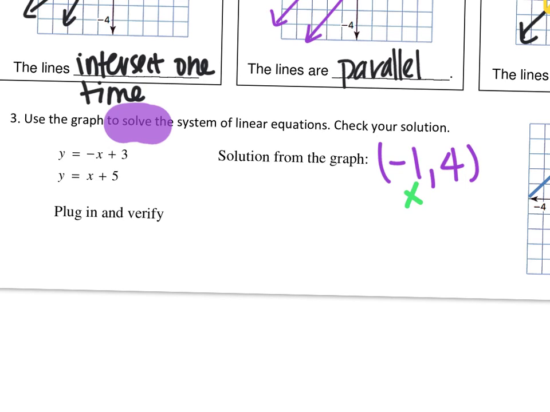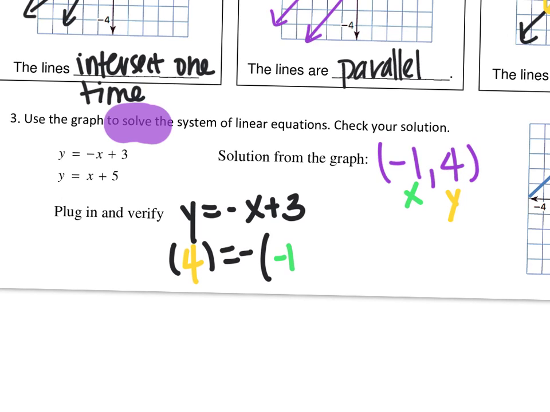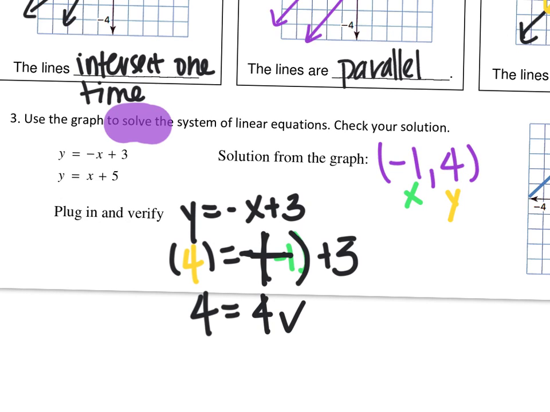Remember, I'm going to make -1 my x value and 4 my y value. I had two equations. First, y equals -x plus 3. So instead of y, I'm going to plug in 4, equals negative, instead of x, I'm going to plug in -1, plus 3. So that's 4 on the left. On the right, negative -1 really becomes a positive 1, plus 3, which is 4. 4 equals 4, so it's a solution to the first one because it worked.